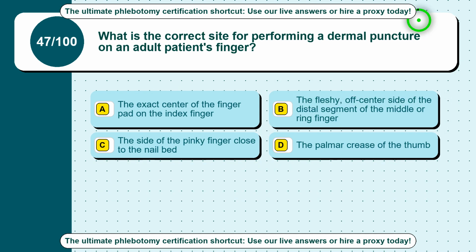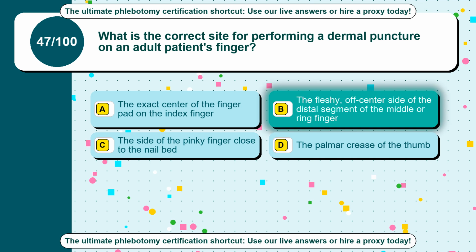Question 47. What is the correct site for performing a dermal puncture on an adult patient's finger? Option A, the exact center of the finger pad on the index finger. Option B, the fleshy, off-center side of the distal segment of the middle or ring finger. Option C, the side of the pinky finger close to the nail bed. Option D, the palmar crease of the thumb. The correct answer is option B, the fleshy, off-center side of the distal segment of the middle or ring finger.